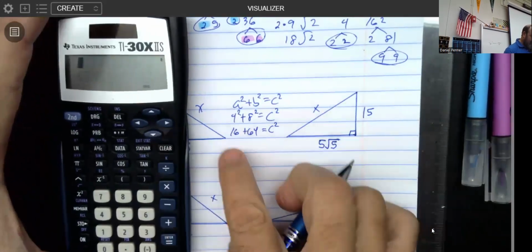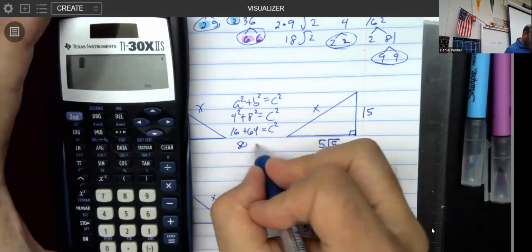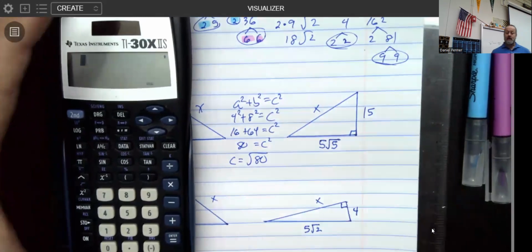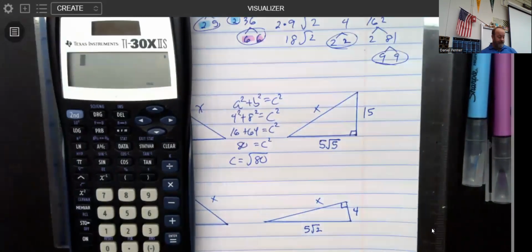And 16 and 64 adds up to 80. So now we're ready to go. So c would be the square root of 80. So now it's time for me to start messing with it a little bit.